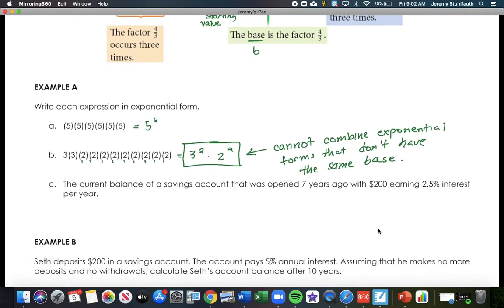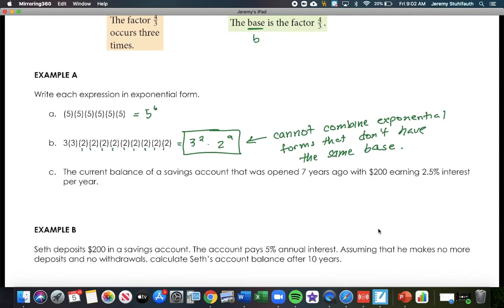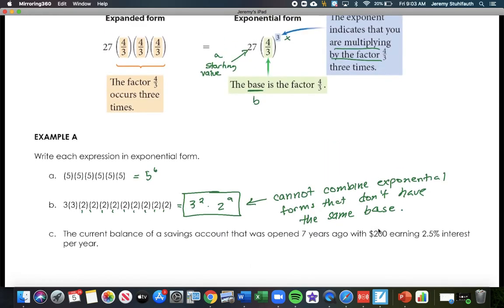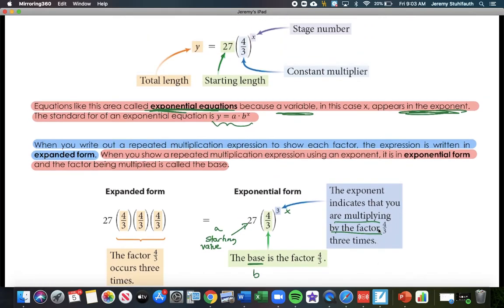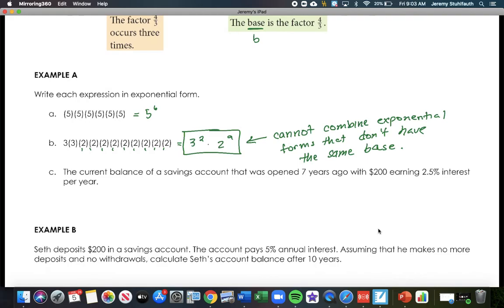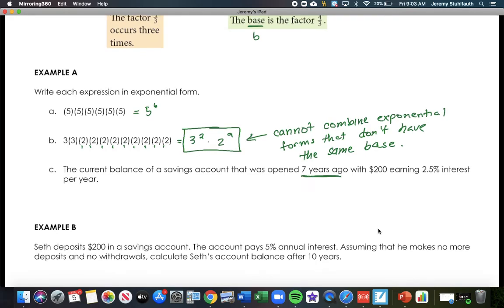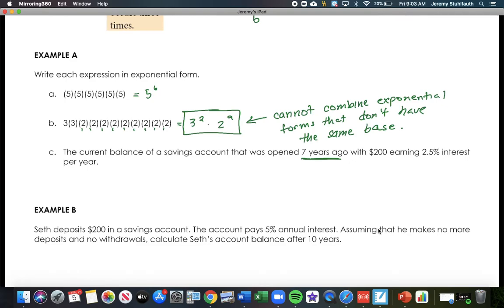Then in part C it says the current balance of a savings account that was opened 7 years ago with $200 earning 2.5% interest per year. So if we think about this, we want to write this expression in exponential form. So exponential form, again, remember, is going to be our starting amount. Then we're going to multiply by our constant multiplier with an exponent that represents, in this case, the number of years. So if we look at this, our starting amount would be $200.